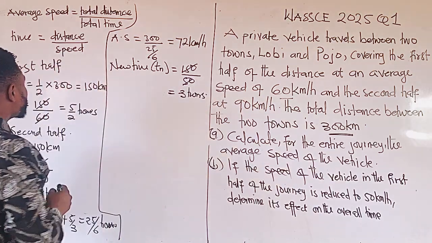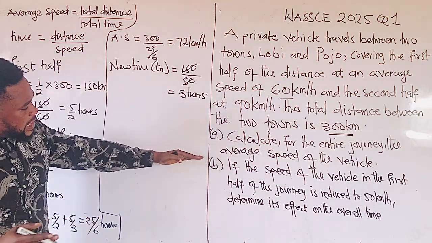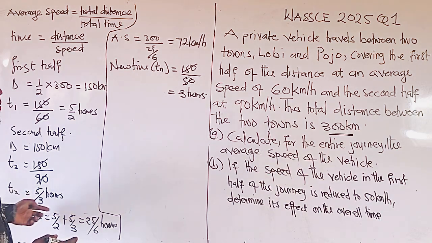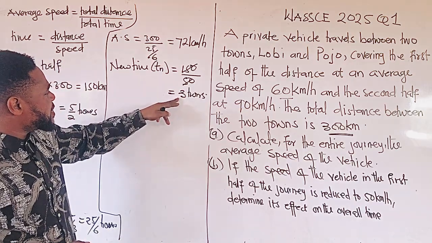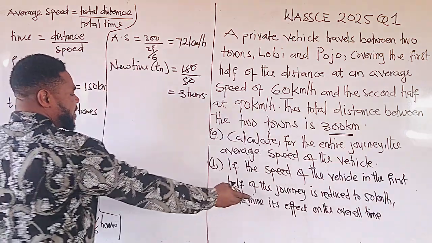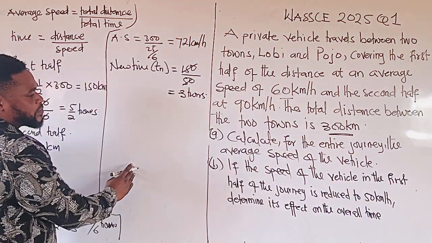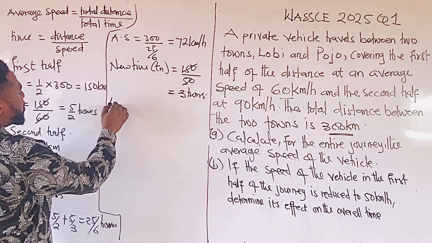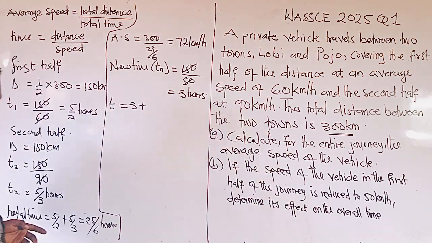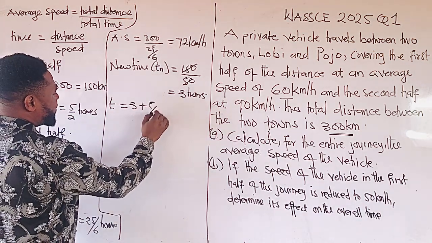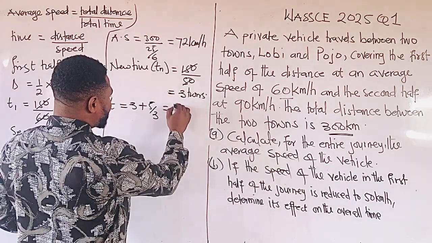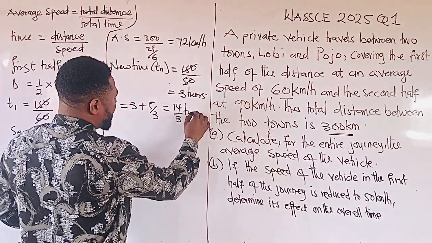But already we know that for the second half, our time is 5 over 3 hours. And our new time here is 3 hours. So what will be the total time when the speed is reduced to 50 kilometers per hour? Our total time is going to be 3 plus our second half time, which is 5 over 3, and 3 plus 5 over 3, we are going to have 14 over 3 hours.